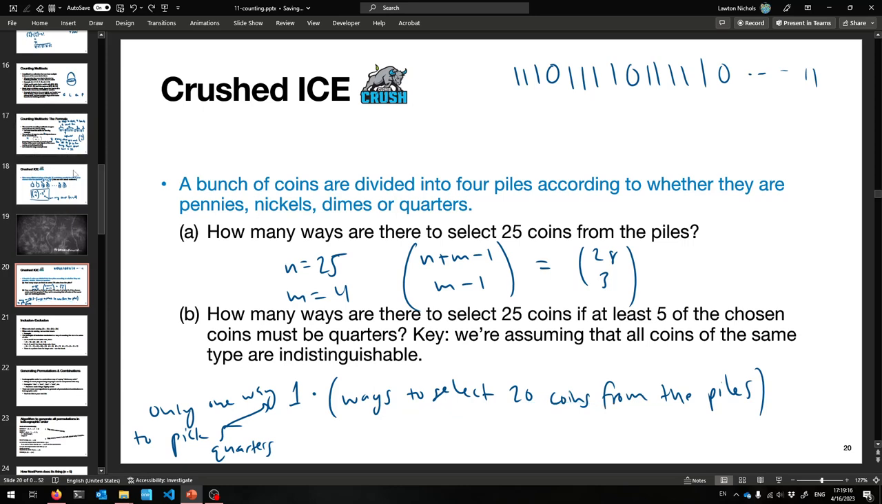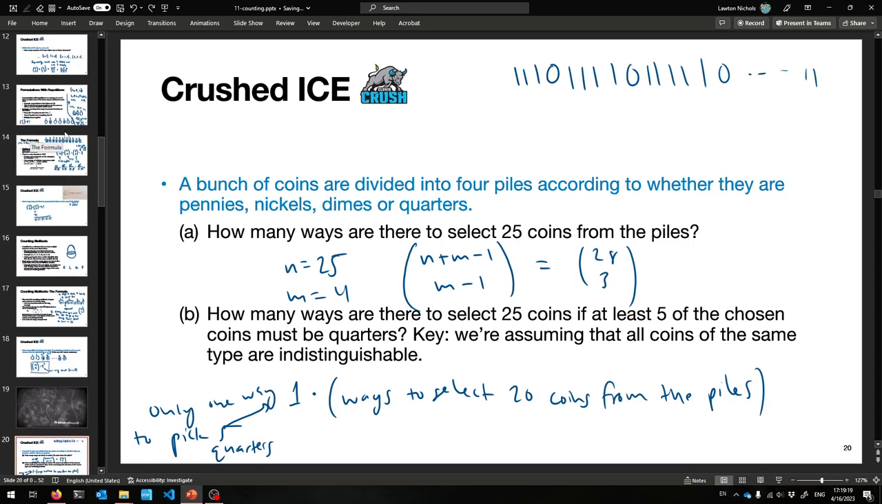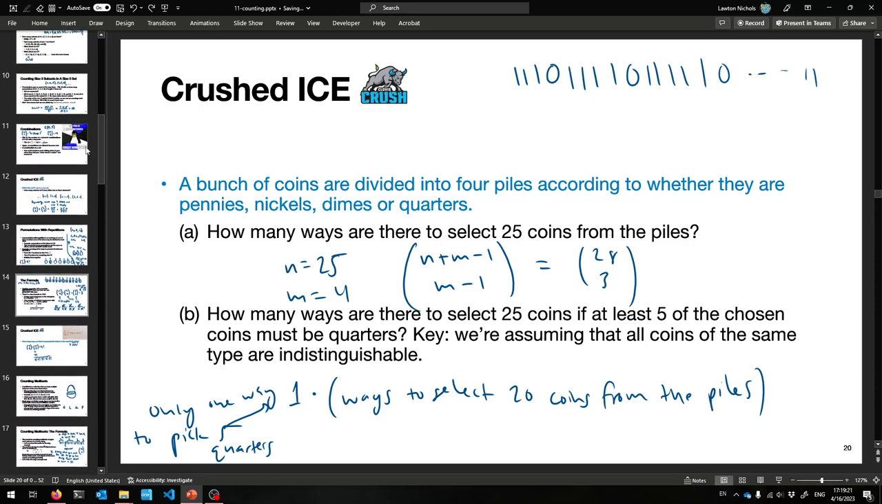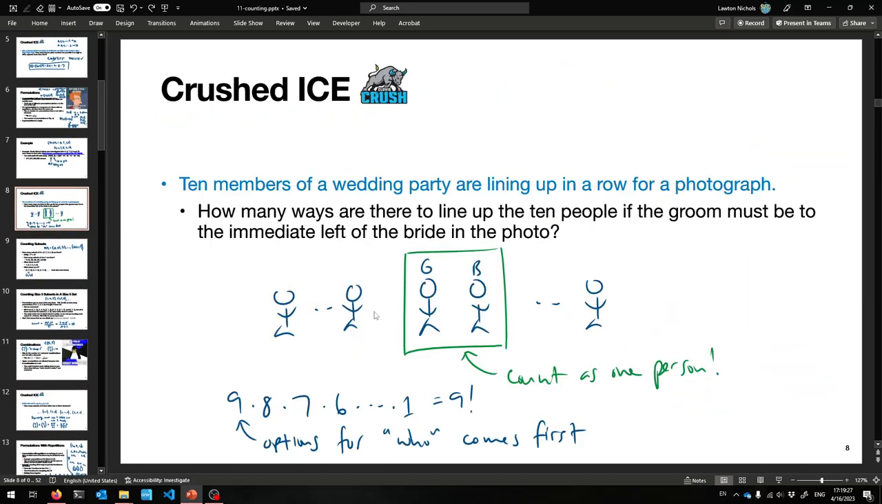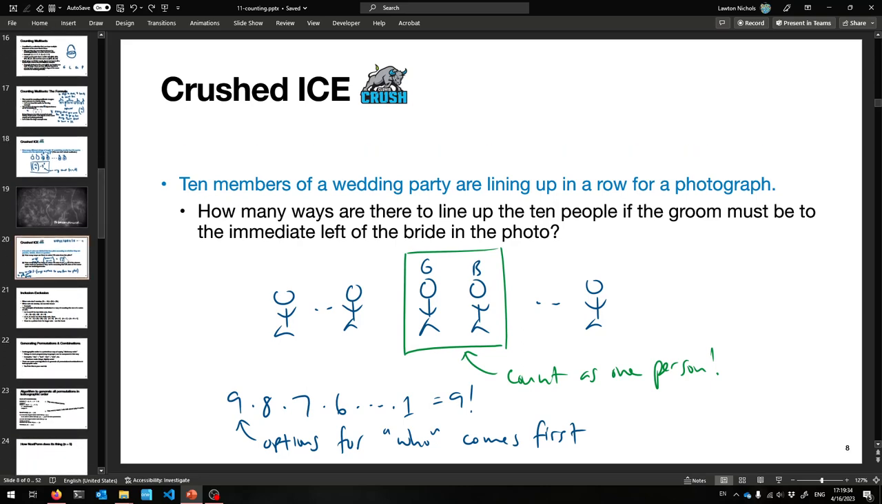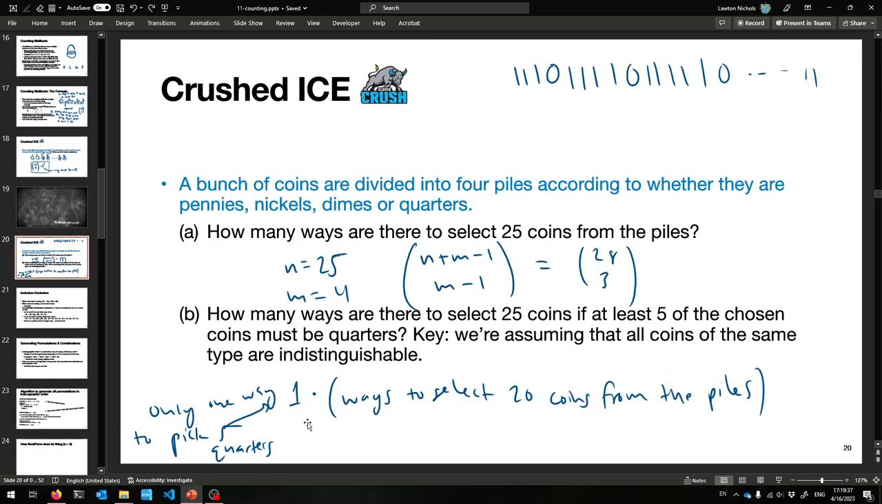This is very similar to the lining people up for a photograph. Like, you've made the choice that the bride and the groom are going to be next to each other. Where was that example? I can't remember. It's one of these up here. This one kind of goes back to that idea. You treat what you want as a unit. There's only one way to keep them all together. Just treat them like one big thing. Treat all those quarters as one thing. That's pretty much it. And so what is this? 20 coins from 4 piles. Well, now n is 20. So it's 20 plus 4 minus 1, choose 4 minus 1 again, which is 23 choose 3.